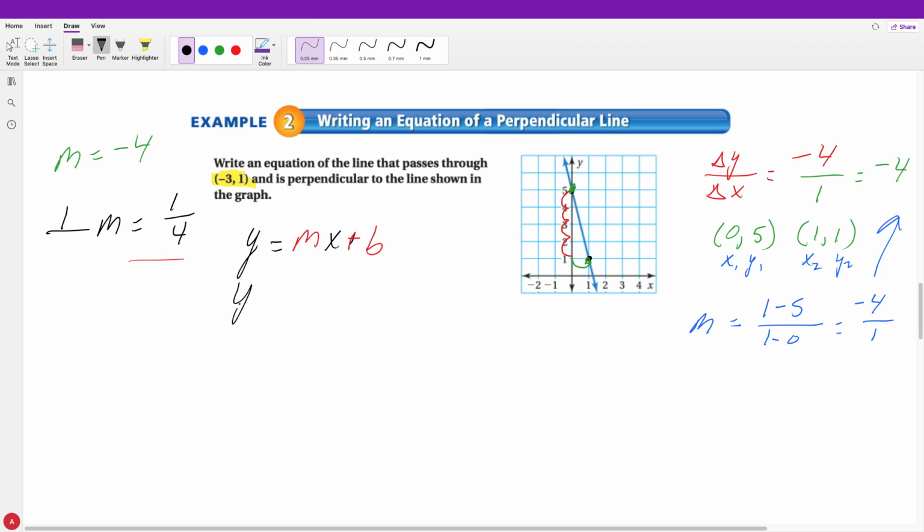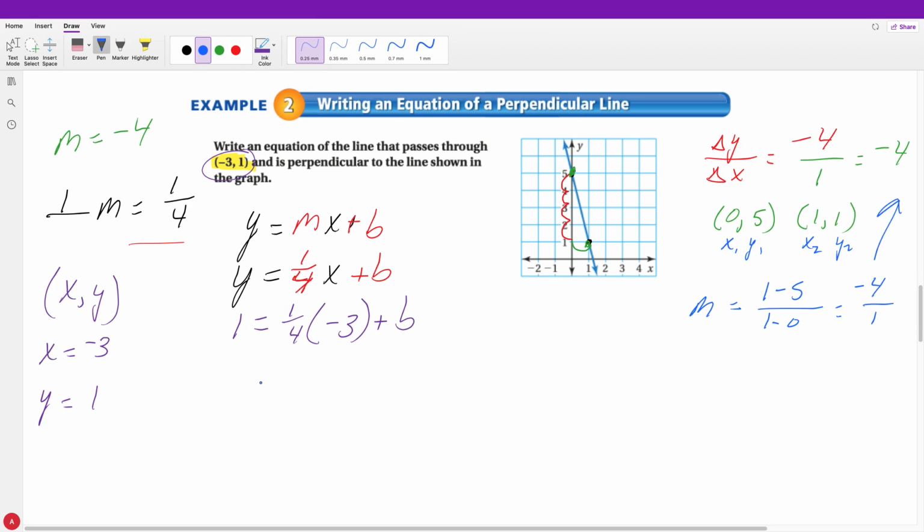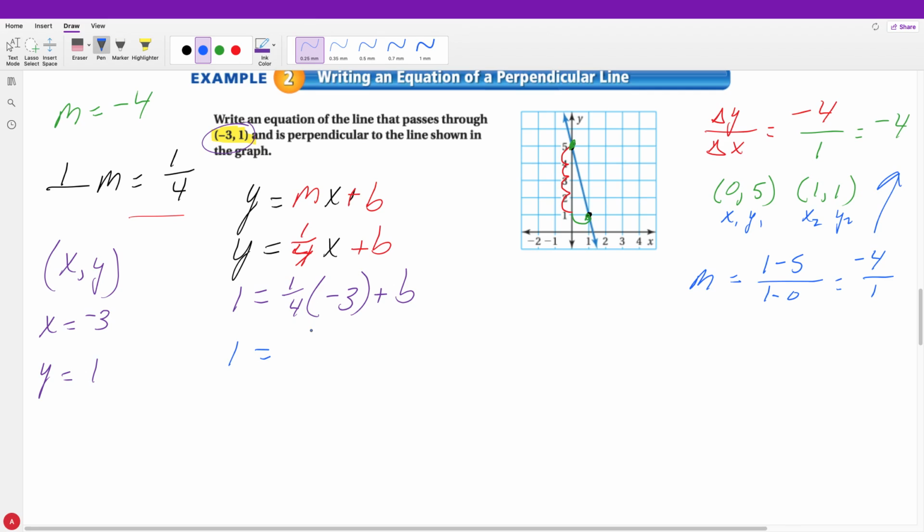So now I know that y is equal to 1 over 4x plus b. So the last thing I have to do now is solve for this b. And we know it passes through the point negative 3, 1. And since that represents an x, y, I can say that my x is equal to negative 3 and my y is equal to 1. So I can go ahead and plug it in. 1 is equal to 1/4 times negative 3 plus b. All right, so then from here, we'll multiply and get 1 is equal to negative 3 over 4 plus b.